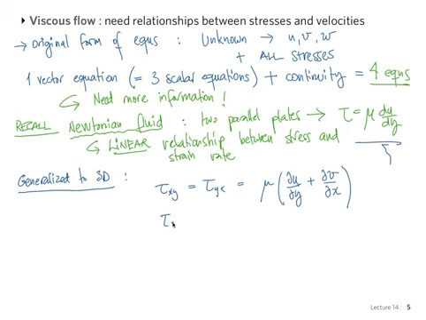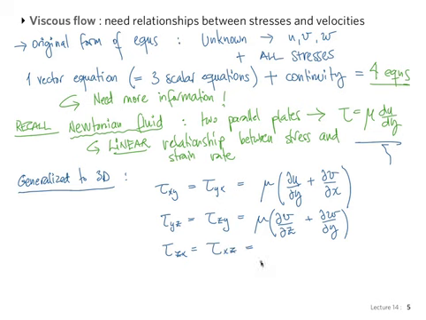Similarly, tau yz is equal to tau zy and equal to mu times the partial derivative of v with respect to z plus the partial derivative of w with respect to y. And finally we have tau zx, which is equal to tau xz and equal to mu times dw, the third component of velocity, dx plus du dz.